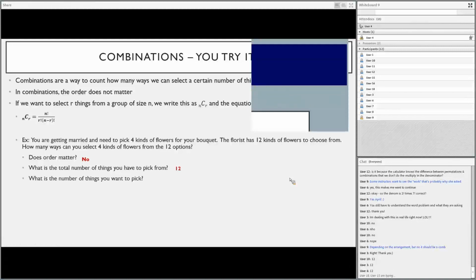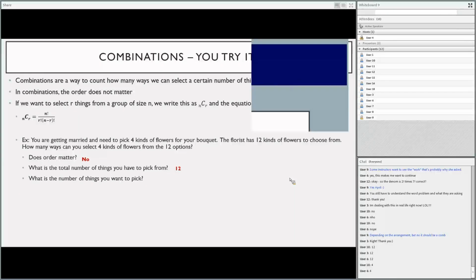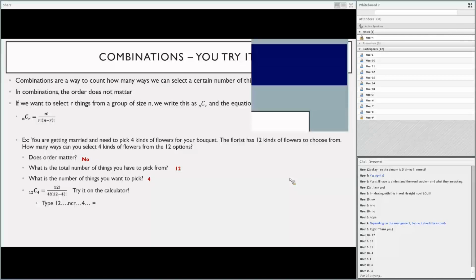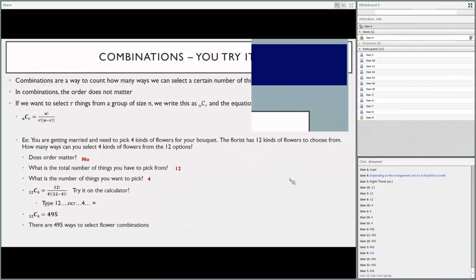Okay, so what is the total number of things you have to pick from? Correct. So there are 12 total flowers to choose from, right? So how many do we want to pick? What's the total number of things we want to pick? It's 4, right? We want 4 flowers for the bouquet. Okay, so then it should be 12C4. So can anyone do 12C4 on the calculator and tell me how many combinations Raquel has to pick from for her bouquet?